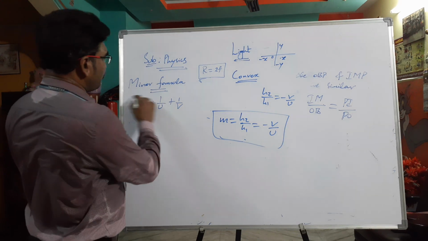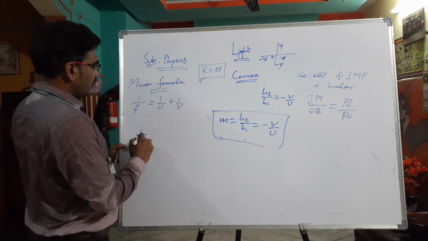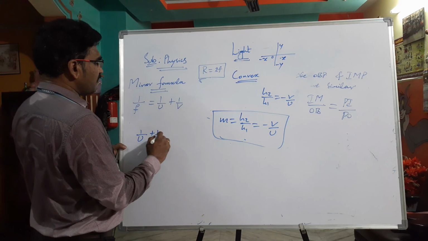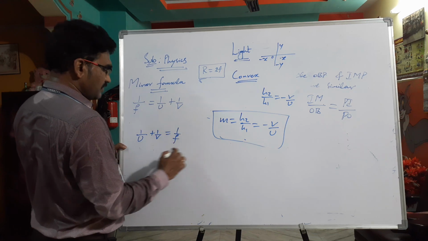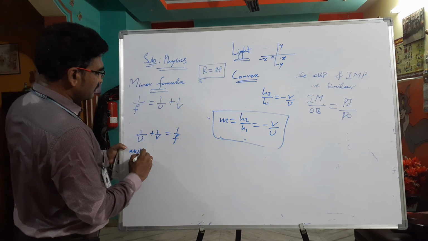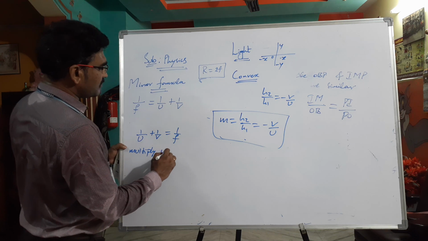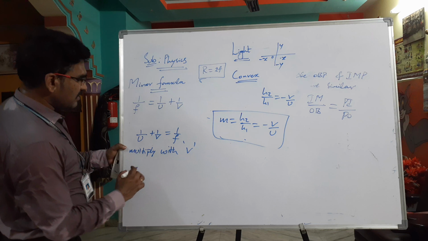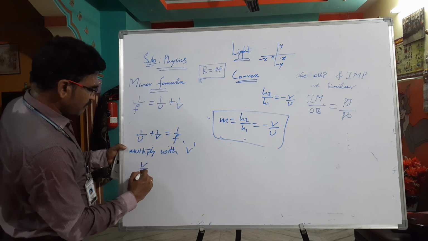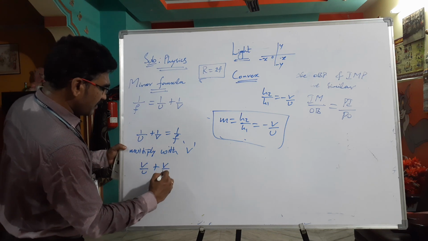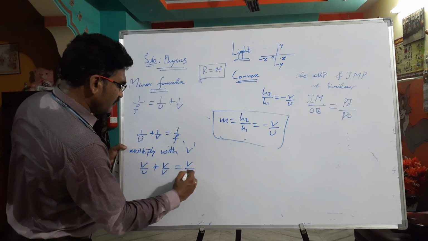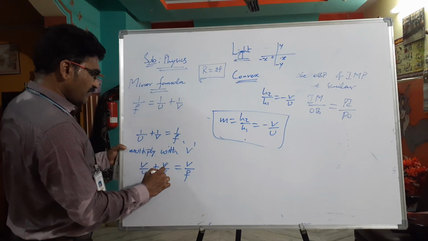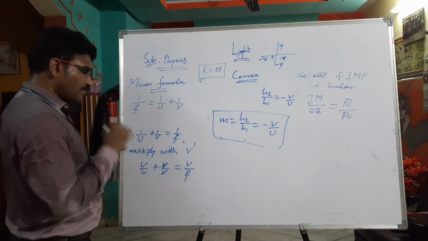Let us multiply this one, 1 by u plus 1 by v is equal to 1 by f. Multiply with v. Then what does it become? v by u plus v by v is equal to v by f. v by v and v by v get cancelled and it becomes 1.